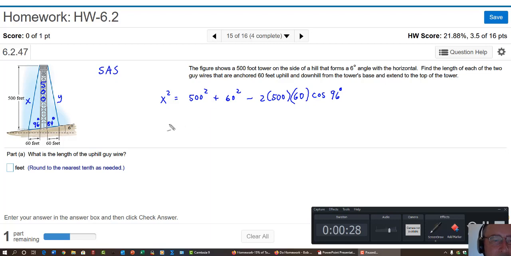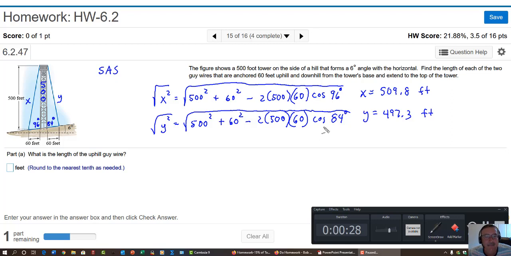And then we're going to do the same thing to get the other length of the guy wire, y. Y squared would also be 500 squared plus 60 squared. So when you do one of these, just keep it in your calculator and you'll be able to knock both of them out pretty quick. Minus 2 times 500 times 60 times the cosine of 84 degrees for the y guy wire. So go ahead, stop, pause there, and see if you get these two answers. It'll give you good practice using your calculator, and I'll come back and we'll check them.